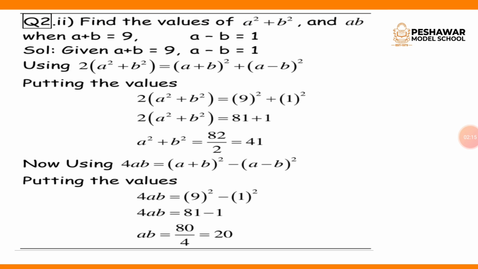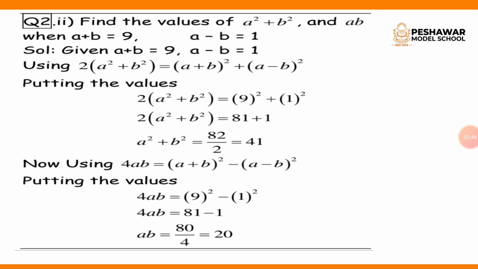Next, question number 2. Find the values of a square plus b square and ab when a plus b is equal to 9 and a minus b is equal to 1. Here we also use formula number 5. This is related to question number 1. 2 into (a square plus b square) is equal to (a plus b) whole square plus (a minus b) whole square. After putting the values, in place of a plus b we put 9 and in place of a minus b we put 1. 9 square plus 1 square is equal to 9 square is 81 plus 1, and 81 plus 1 is equal to 82.